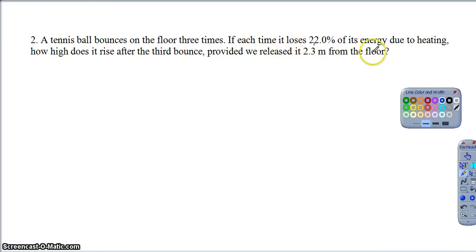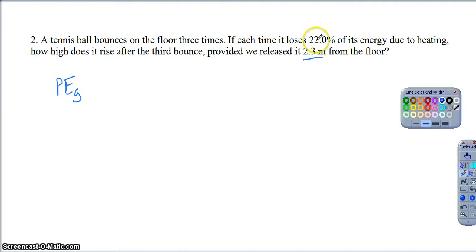Each time it loses 22% of its energy due to heating, so it's losing it due to friction in the ground and whatnot. How high does it rise after the third bounce, provided it was released from 2.3 meters? So if I'm thinking about this in terms of energy, when I first drop it, it starts with potential energy due to gravity.